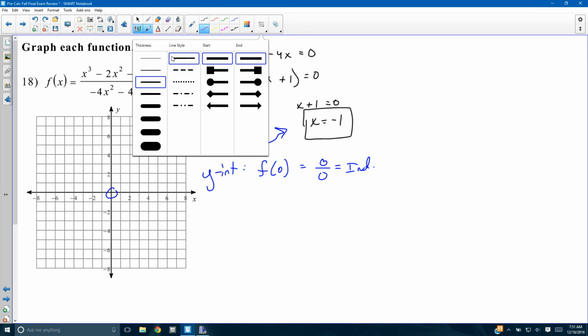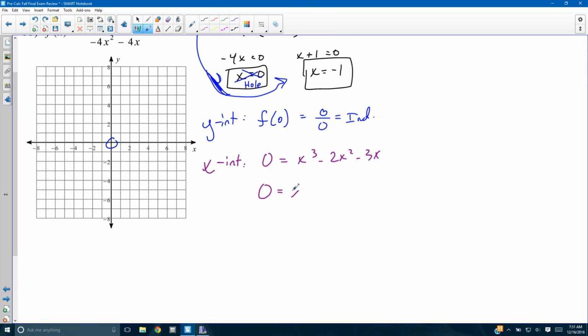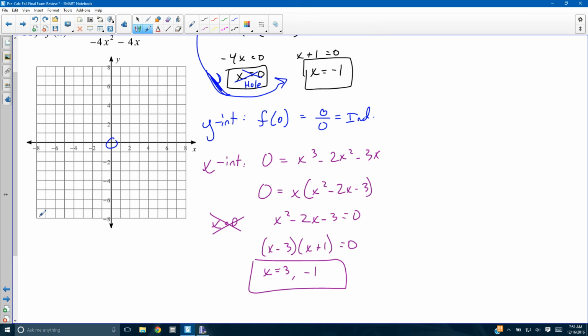X-intercepts at y equal to 0. Now, once again, I'm going to be focused on the numerator. As I'm focused on the numerator, we got 0 equals x cubed minus 2x squared minus 3x. If I factor an x out, I'll have x squared minus 2x minus 3. So either x equals 0, which of course we know can't be the case. This one represents that same hole. Or x squared minus 2x minus 3 equals 0, in which case, as this is also factorable, we have x minus 3 times x plus 1 equals 0. So either x equals 3 or negative 1. These are my x-intercepts right here.